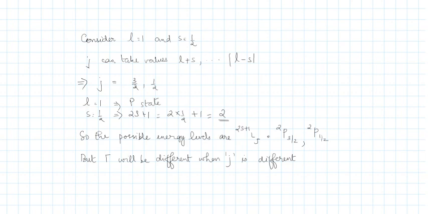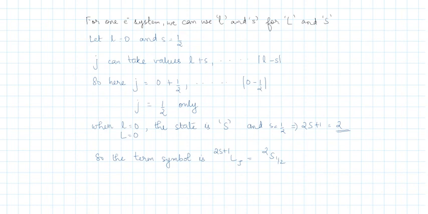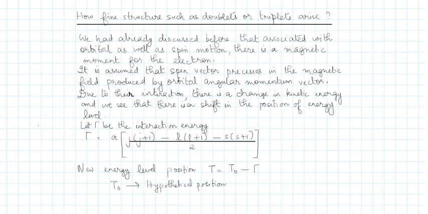Now, when we say L equal to 1, the corresponding state is the P state. And when we say S equal to half, 2S plus 1 is always 2. Since we have two J values, the possible energy levels are 2P 3 by 2 and 2P half. So, what do we understand? For a term P in a one electron system, there are two possible energy levels, 2P half and 2P 3 by 2. Here, what is different? The J values are different. And for different J values, if we look at the expression for gamma, we understand that gamma will be different.